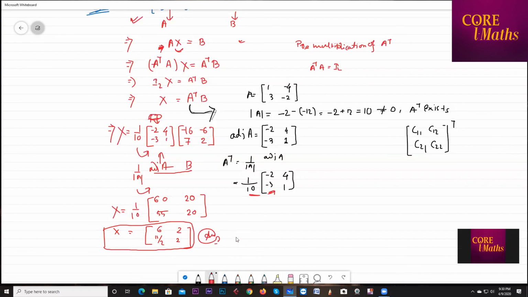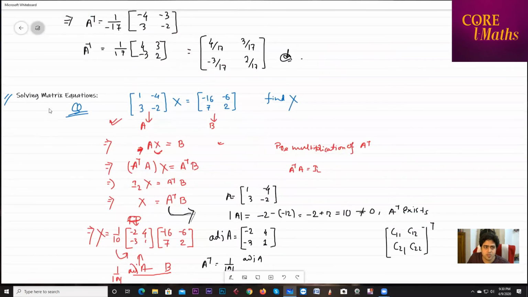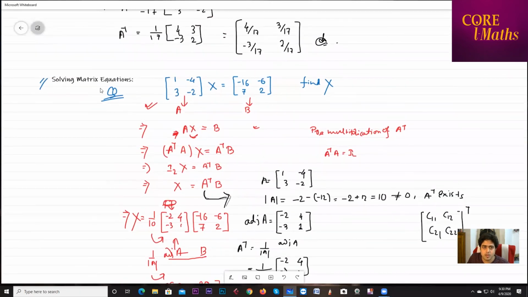So using the matrix equation, the matrix equation will be given. From that matrix equation, you have to find one unknown matrix. So these are the steps. If you follow them, then you can easily solve this type of sums.